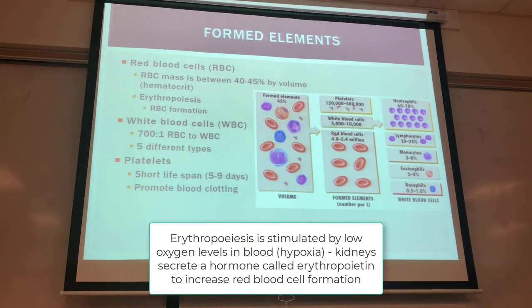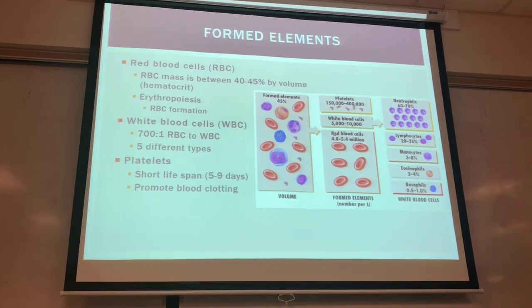Well, we get that whenever we are in hypoxic conditions, meaning hypo, low, and hypoxic referring to oxygen. So go up in altitude. You may have heard, if you go up to altitude, you have to acclimate to it. And that acclimation process is erythropoiesis taking place, where our kidneys are stimulated to produce a hormone called erythropoietin, also known as EPO. And EPO, erythropoietin, is, like I said, a hormone that's produced.